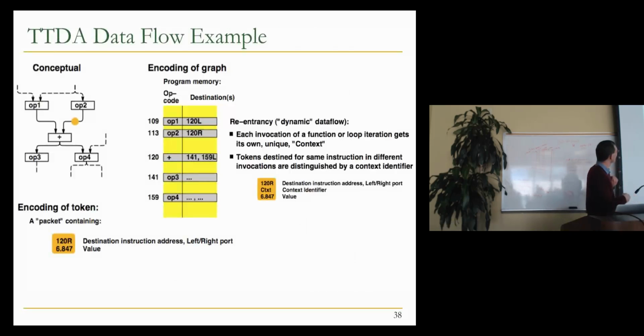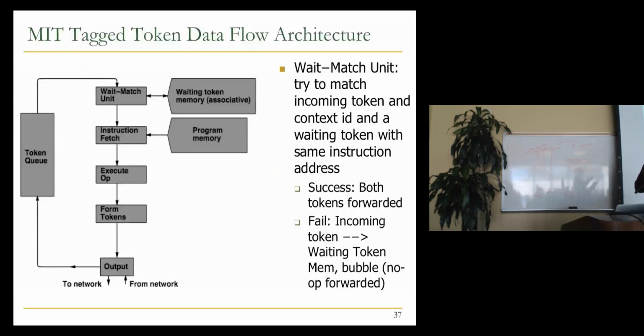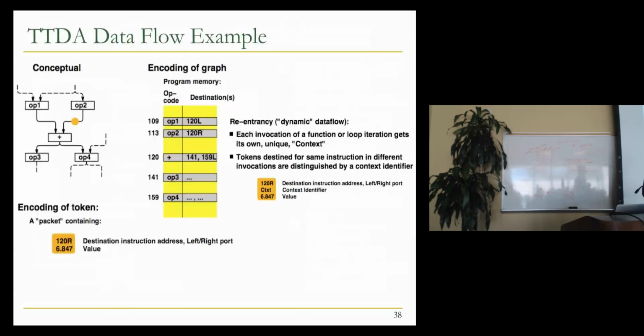I'm not sure if I'd like to go through this example. Maybe I'll do it briefly. Basically, this is called the tag token data flow architecture. It didn't see the light of day, but a lot of the concepts that were produced influenced the out-of-order machines later on. This is one example. You can go through this on your own, I think, but let me go through this very briefly.